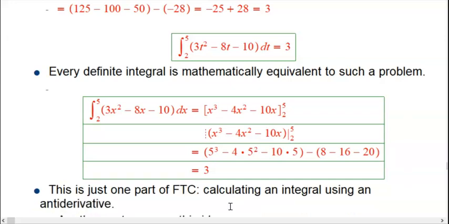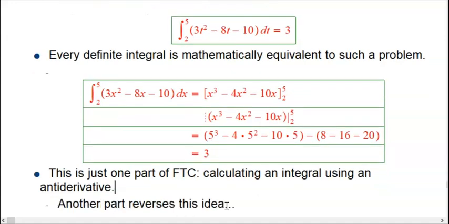And so that is one version of the fundamental theorem of calculus. There's really two sides to it, and this is what Stewart actually does as the second part of FTC. He likes to do it backwards from the way I'm doing it here. And it says you can calculate a definite integral using an antiderivative.